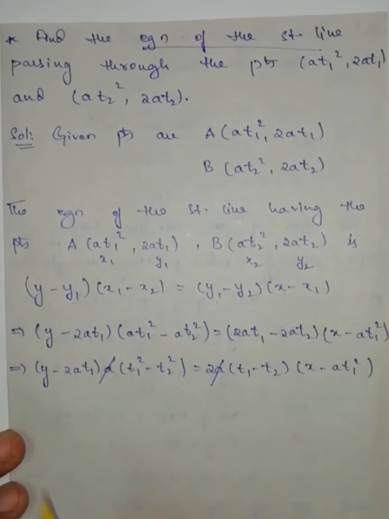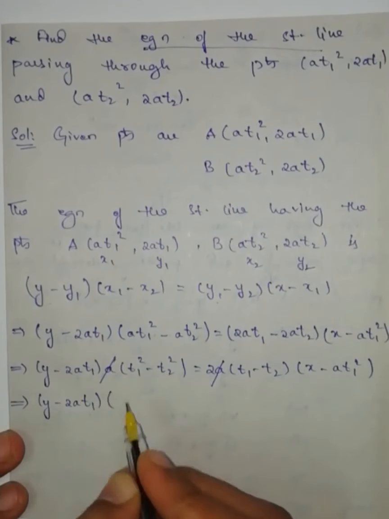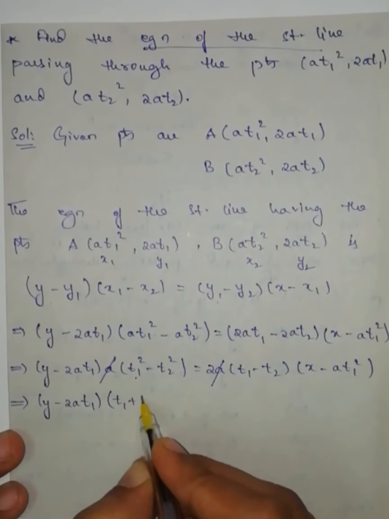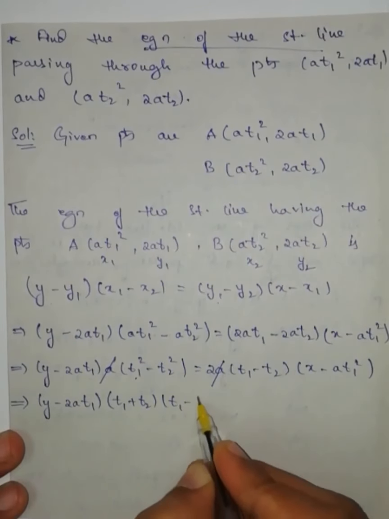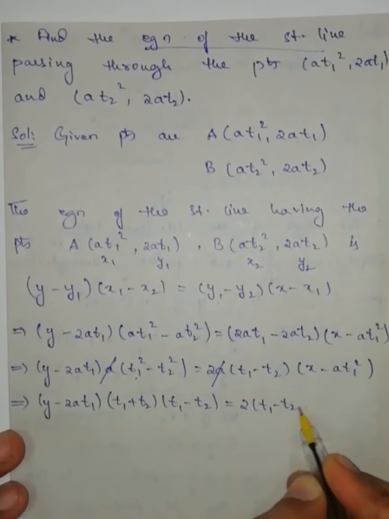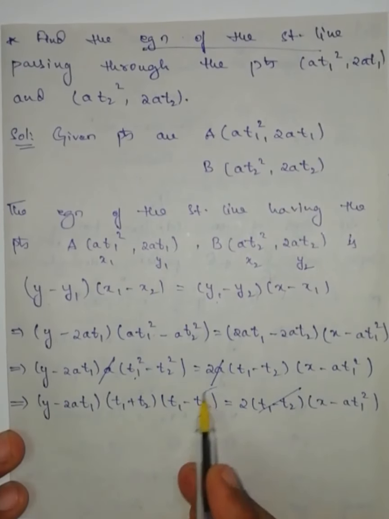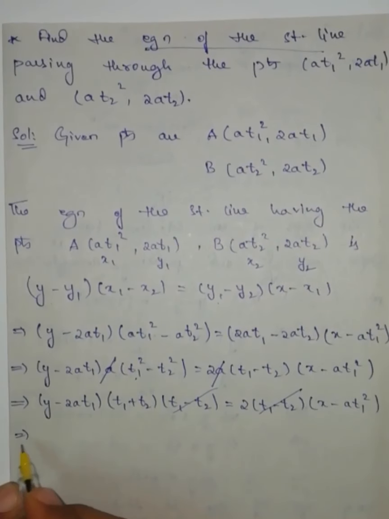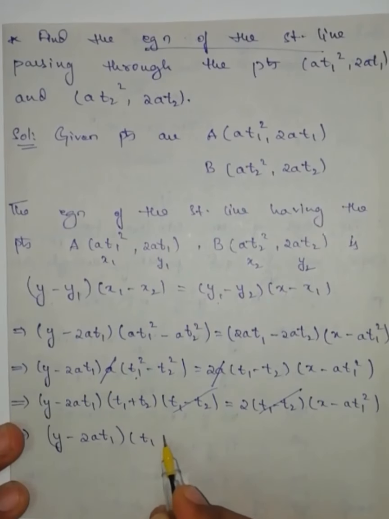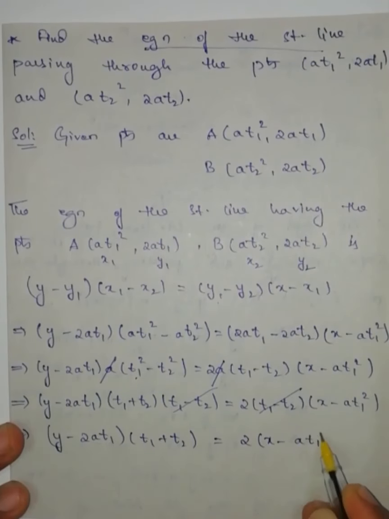A gets cancelled. This implies y minus 2a t1 into, it is in the form of a square minus b square. This one can be written as a plus b into a minus b, which is equal to 2 into t1 minus t2 into x minus a t1 square. t1 minus t2 gets cancelled. This implies y minus 2a t1 into t1 plus t2 is equal to 2 into x minus a t1 square.